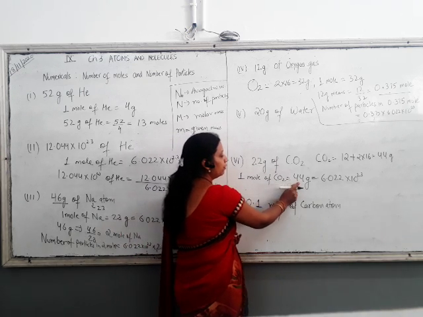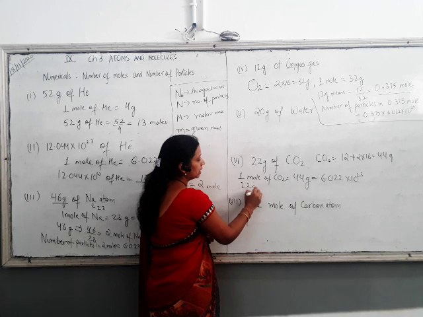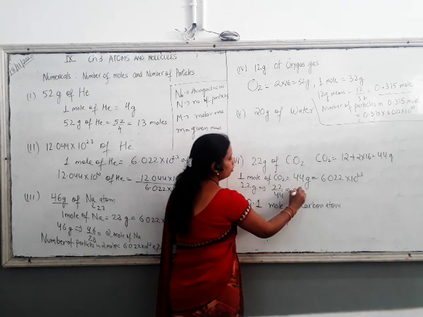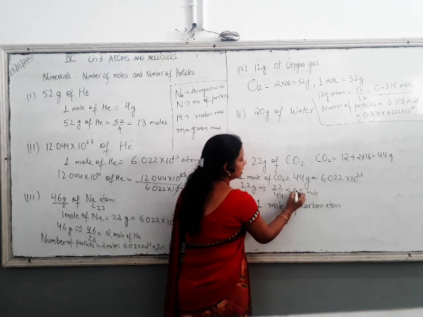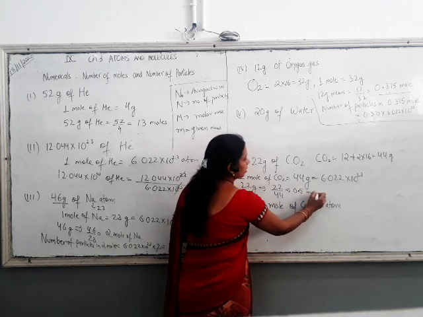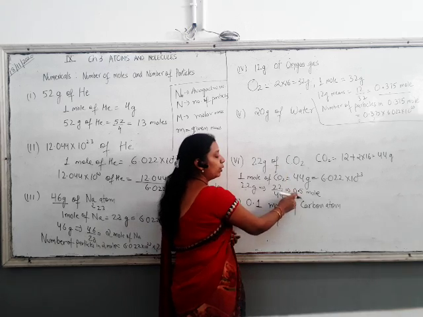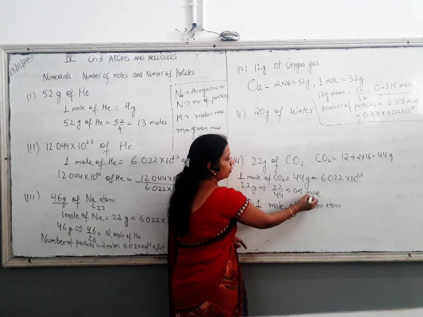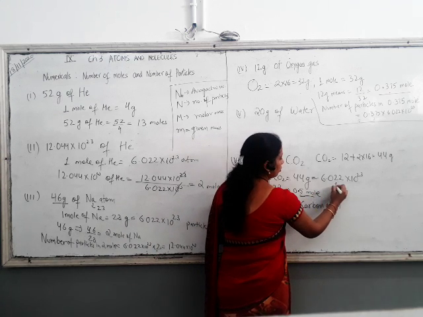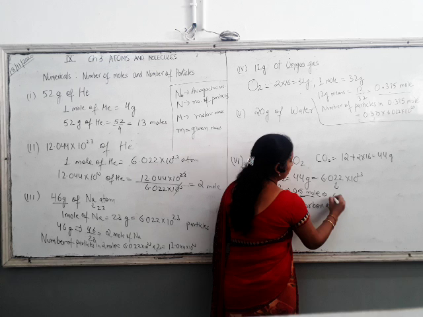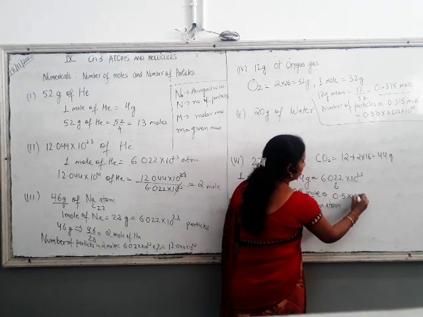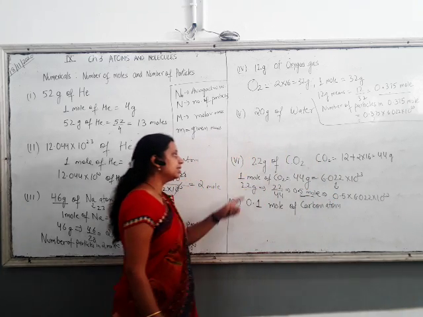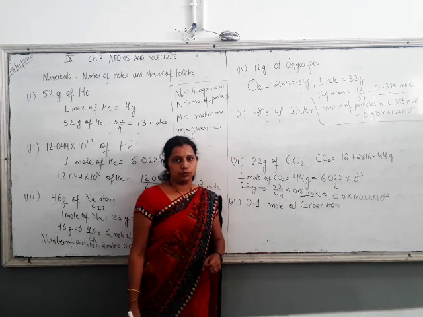So 1 mole means 44 gram. So 22 gram means 22 divided by 44, that is 0.5 moles. This is your point five. So 22 gram of CO2 means 0.5 mole of CO2 is present. And for number of particles, simply whatever number you are getting here, you have to multiply with this Avogadro number. And that will give you number of particles in 22 gram of CO2.